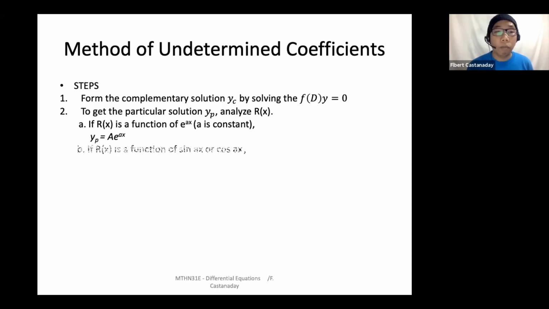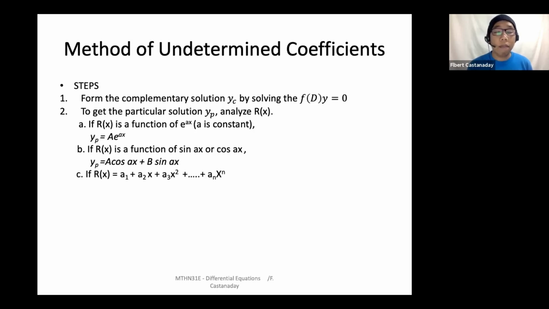Now, if r of x is a function of sine of ax, or you can see there cosine of ax, you can write y sub p equal to A cosine of ax plus B sine of ax. It means that from the root of the auxiliary equation, we have an imaginary root for that.